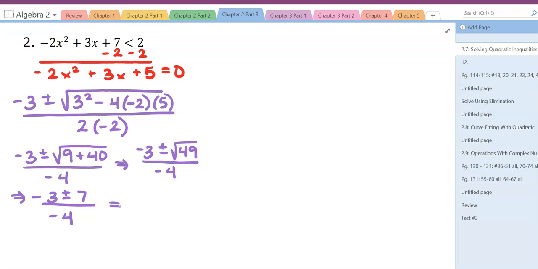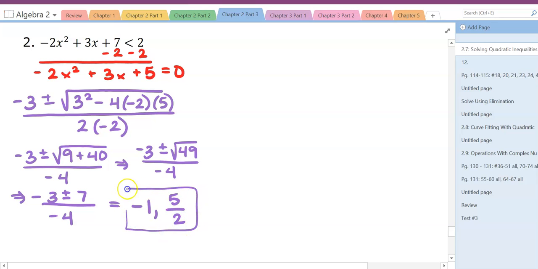4. And what's 4 divided by negative 4? Negative 1. So one of your answers is negative 1. What's negative 3 minus 7? Negative 10. So I have negative 10 over negative 4. It's going to become positive. So think of 10 over 4. If we take a 2 out of 10 and out of 4, we have 5 over 2. So these are my two answers. And if you factored instead, you would get those same two answers.